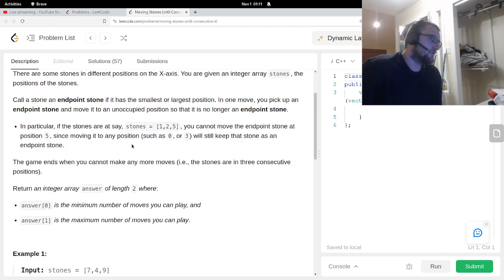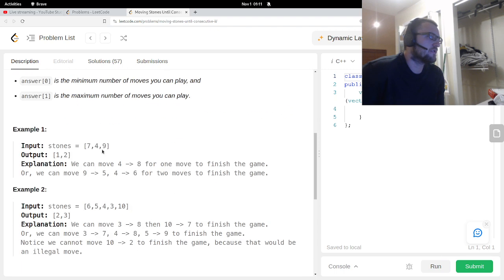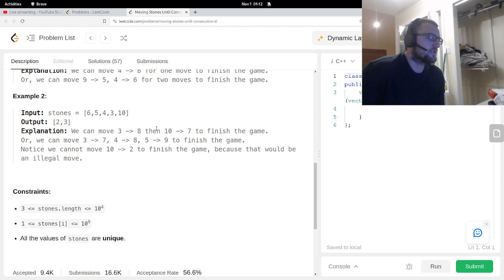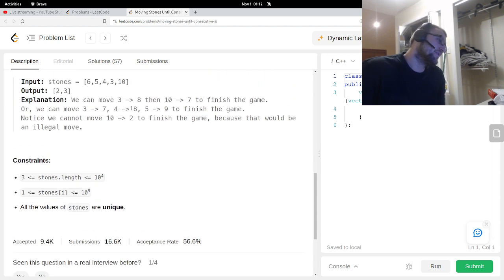This is a good question, though. It's a pretty challenging question. Moving endpoint stones closer to the middle. Each time you make the interval smaller, the range of values smaller. I don't know. It's a challenging question for sure. I have to say, it's a pretty difficult one.